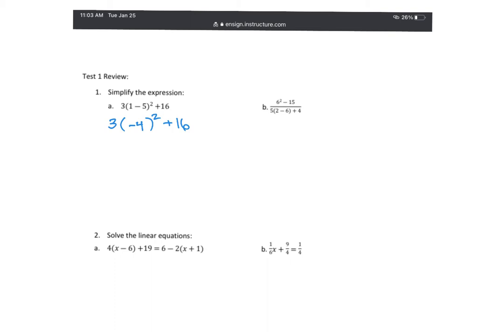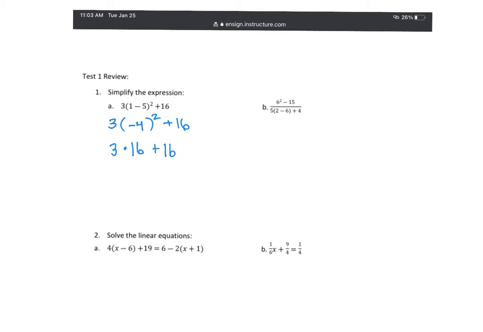After parentheses, it is then exponents. So we have negative 4 squared. This is very important. The negative and the 4 are both being squared, and we have to square that before we multiply the 3. So we're going to go negative 4 times negative 4 is 16 plus 16.